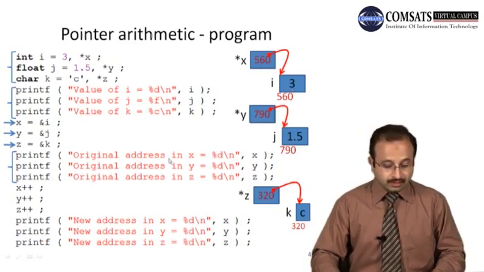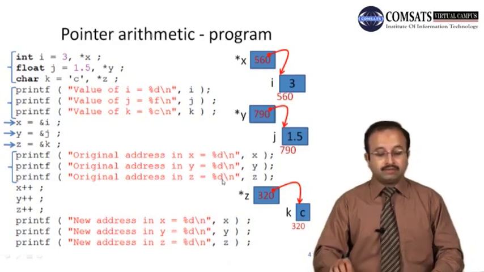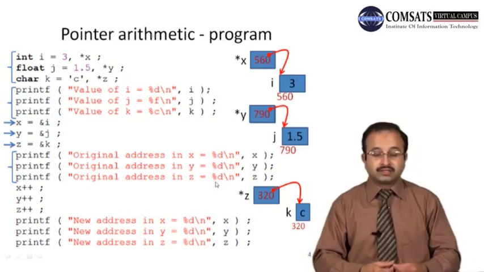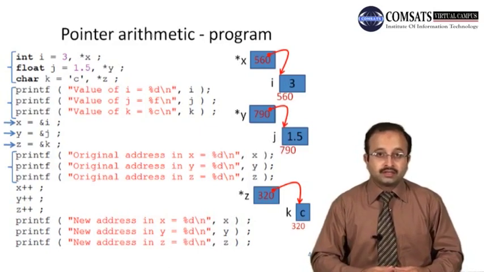So here the original address in x is equal to 560 will be printed, and the original address in y is equal to 790, and the original address in z is equal to 320. That will be printed on the screen. So these are the 3 addresses: 560, 790 and 320. These are the addresses, and for pointers these are the value of the pointer.